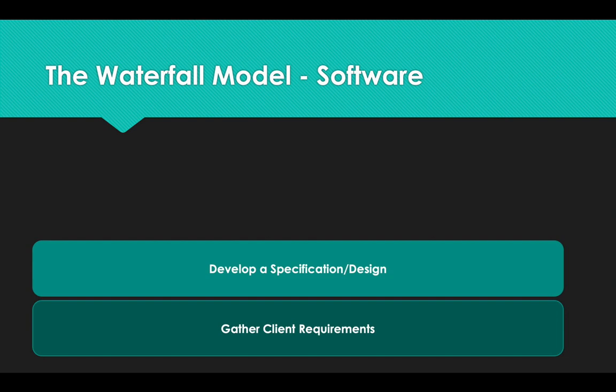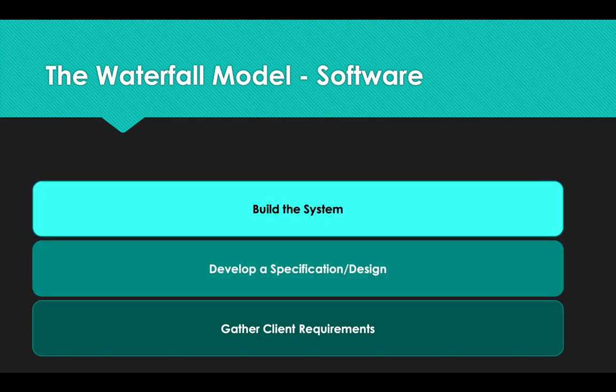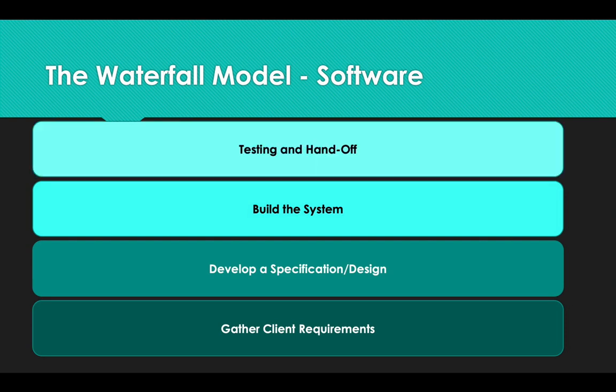Then you would develop a specification based on those requirements. You would go back to the client and say, hey, are these specifications okay? This is the design that we want to build the application from. You would get approval on that. And then you would actually go out and build the system. After you built the system, you would do some testing on your own, hand the system off to the client, they would do some testing and sign off on it, everybody would get paid, they would get their system, everybody's happy, the world moves on.